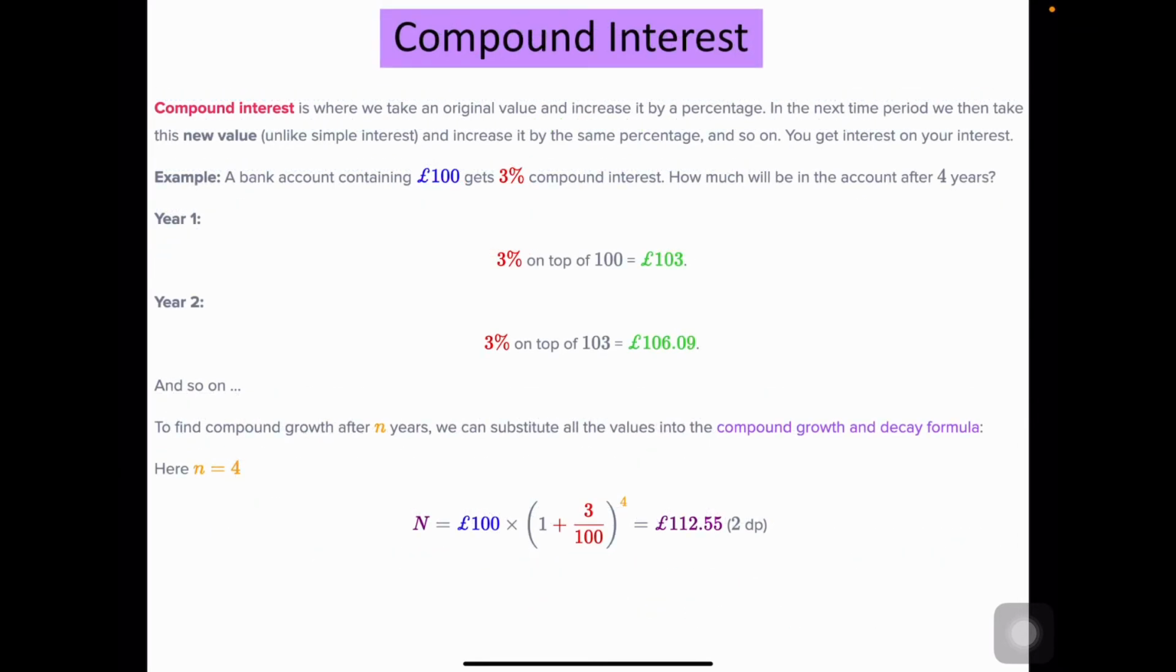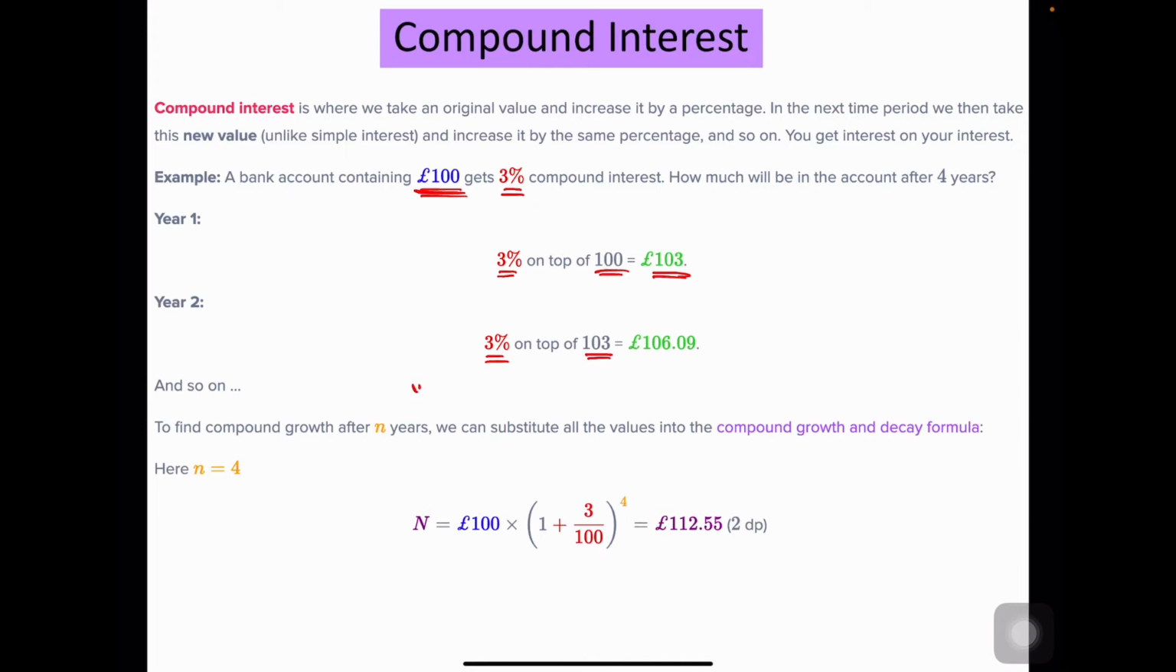Now for compound interest, we're going to look at a similar example where we start with £100, we get 3% interest. However, the 3% is compound interest, not simple interest. So with compound interest, you work out 3% of the initial amount. That gives you 103 at the end of year 1. At the end of year 2, instead of doing 3% of the initial as you would for simple interest, you work out 3% of the amount you have at the end of year 1. That would give you 106.09.